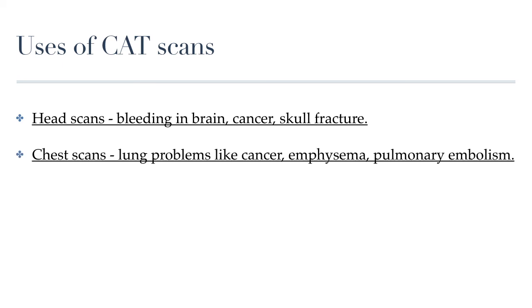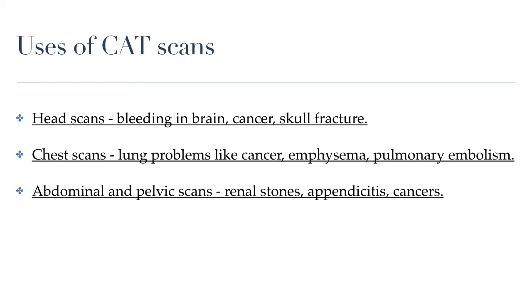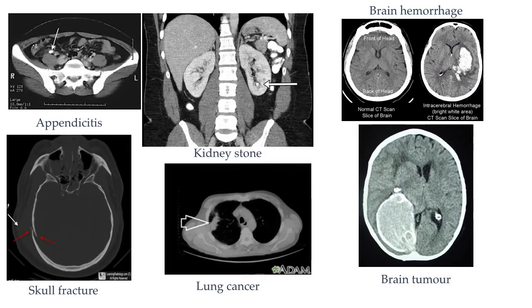Oftentimes you can also do chest scans. They're looking for lung problems like cancers, emphysema, pneumonia, embolisms. Embolisms are like blood clots in the lung. You can do an abdominal or a pelvic scan. You can look for renal stones, which are stones that you can find in your kidneys, appendicitis. You can look for cancers, and so on. So there's a lot of different things that we can look for.